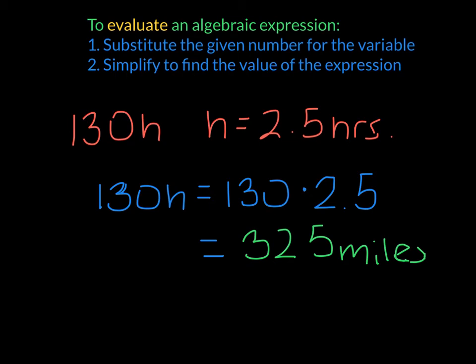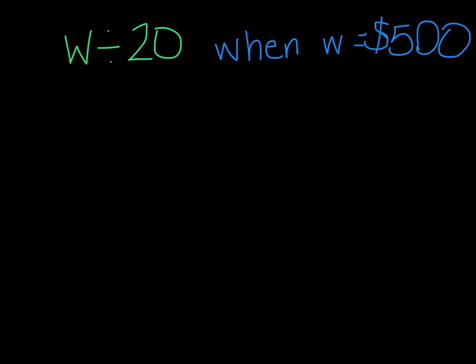So I just had my problem right here, and then I plugged in, I kept this 130, and instead of the h, I put in the 2.5, which is what they told me to plug in right here. Then I just did my multiplication. So you first substitute the given number for the variable, and then you simplify to find the value of the expression. Let's take a look at another example.